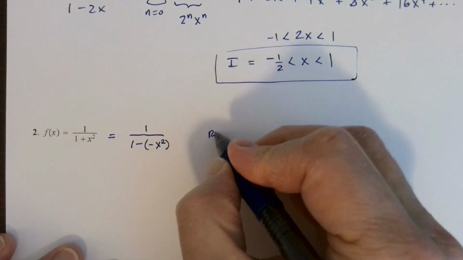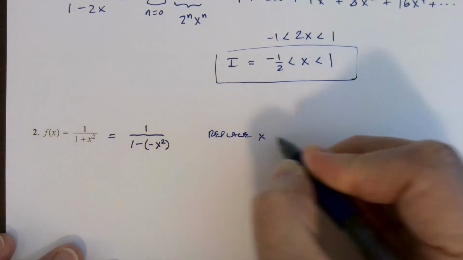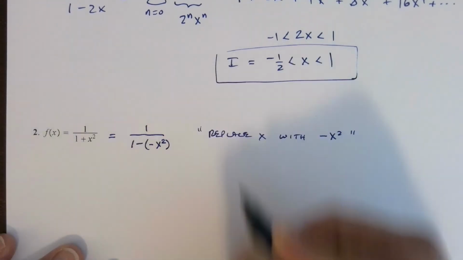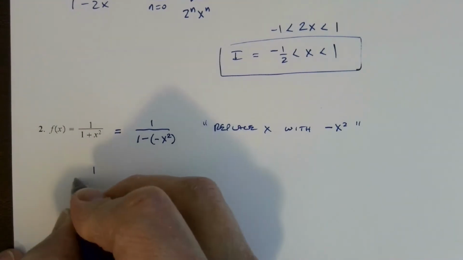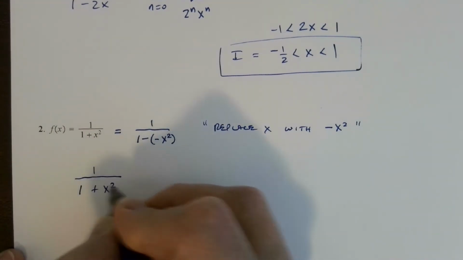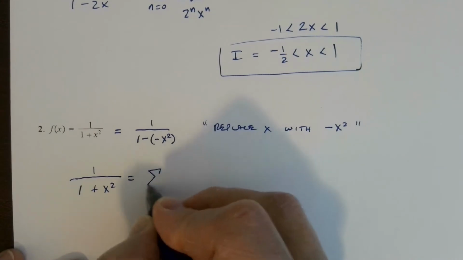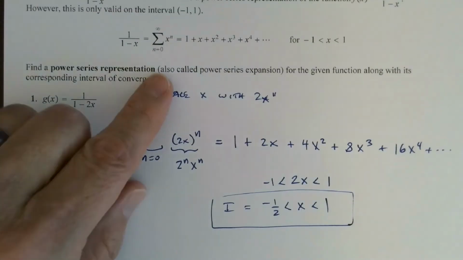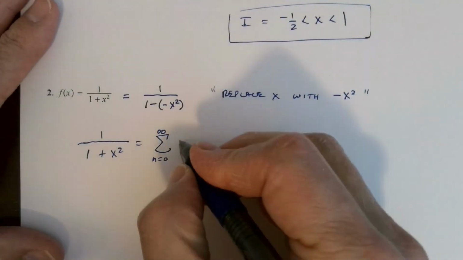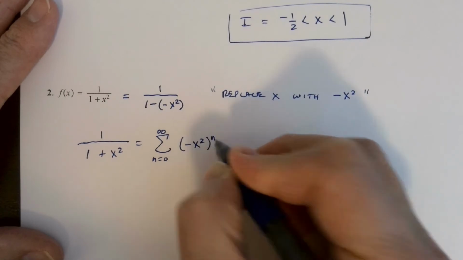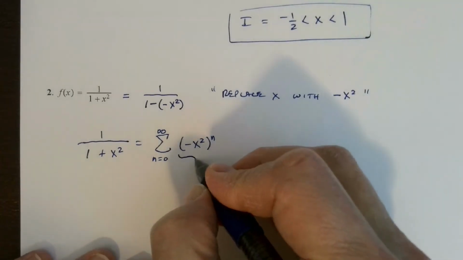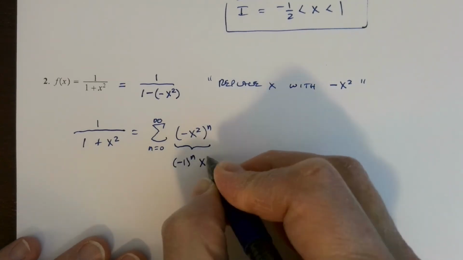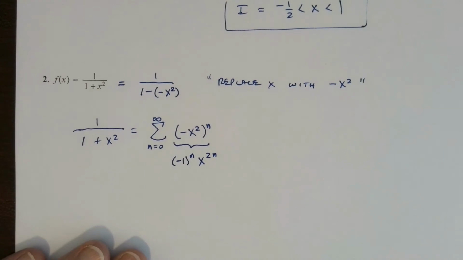And so I'm going to replace x with negative x squared. Okay? And so this function, 1 divided by 1 plus x squared, is equal to, remember the function before was what? x to the n, but we're replacing x with negative x squared to the n, right? And this is what? -1 to the n times x to the 2n, if I distribute that exponent of n.